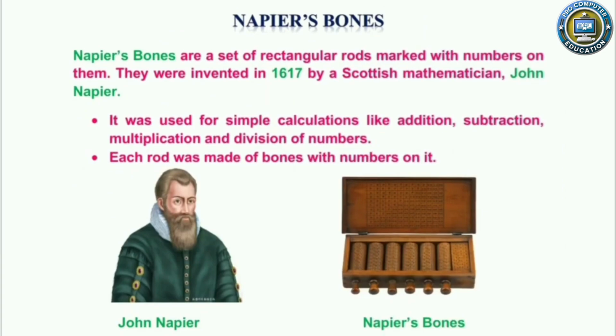After that, Napier bones. Napier bones are a set of rectangular rods marked with numbers on them. They were invented in 1617 by a Scottish mathematician, John Napier. As you can see in this picture, he is John Napier. He invented the Napier bones. It was used for simple calculations like addition, subtraction, multiplication and division of numbers. Each rod was made of bones with numbers on it. These questions come in your exam. When and who invented the Napier bones? Answer is, in 1617, John Napier invented the Napier bones.